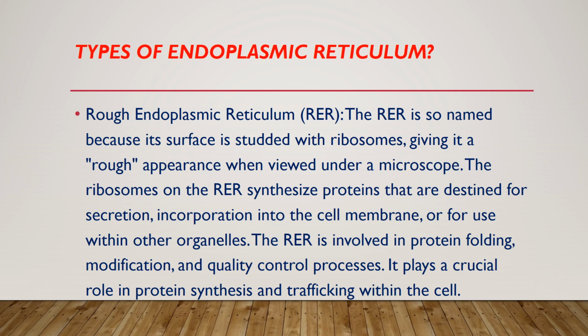Types of endoplasmic reticulum. There are two types of endoplasmic reticulum, rough endoplasmic reticulum and smooth endoplasmic reticulum. The rough endoplasmic reticulum is so named because its surface is studded with ribosomes, giving it a rough appearance when viewed under a microscope. The ribosomes on the rough endoplasmic reticulum synthesize proteins that are destined for secretion, incorporation into a cell membrane, or for use within other organelles.